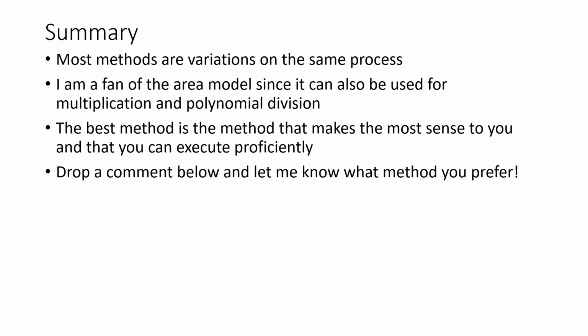All right. So here's a summary. Most methods are variations on the same process, okay? You can see the similarities even with the trial and error. It's that middle piece that you've got to figure out how to put the numbers together to get that middle piece. But certainly the area model and factoring by grouping are the same process. The other ones are similar.